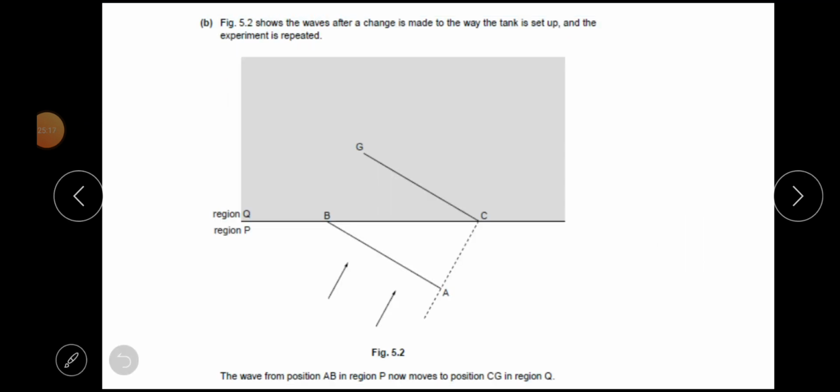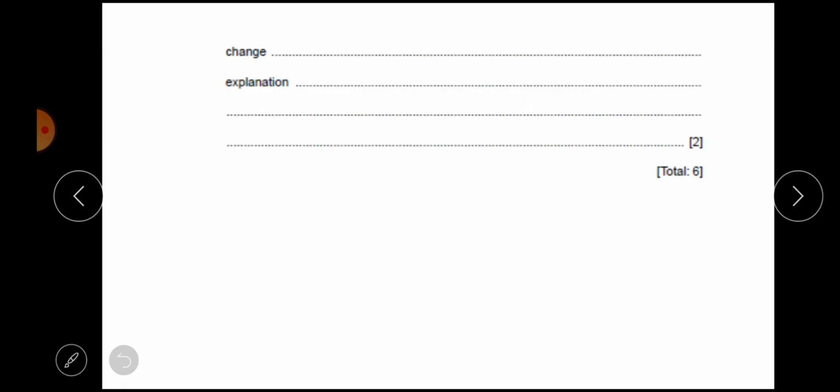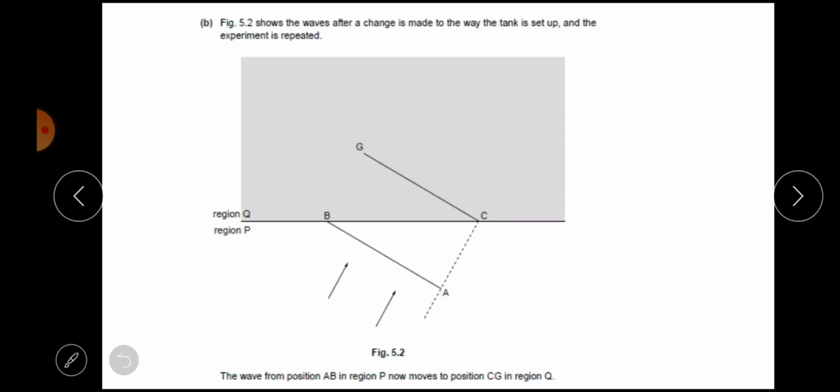From the look of this diagram, there is no change. So what explanation can we give? It's just that the depth of region P and the depth of region Q are equal. Thank you.